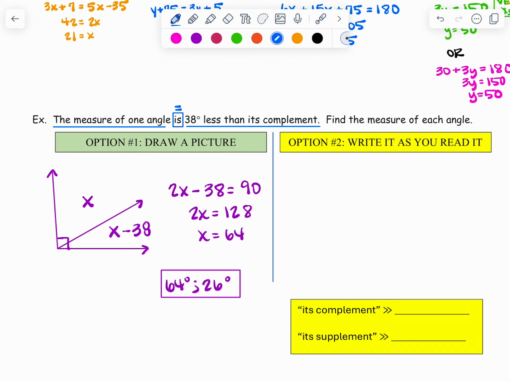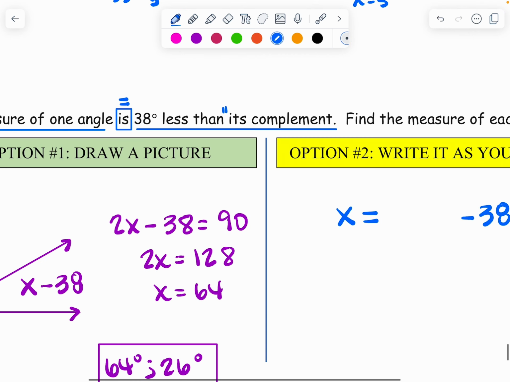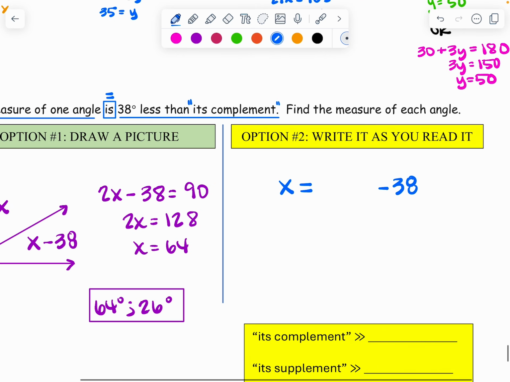Okay, so here we go. The measure of what angle? Well, I don't know the measure of the angle. That's my unknown. So x is 38 less than something. Okay, so that means my minus 38 actually goes on the end. And it's 38 less than what? Its complement. Well, let's think about this.